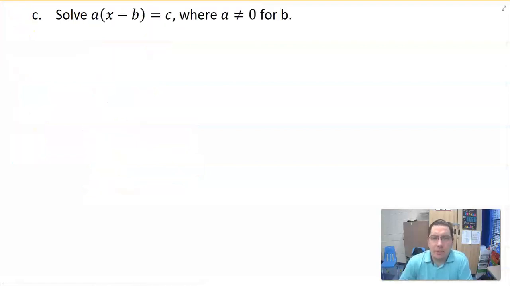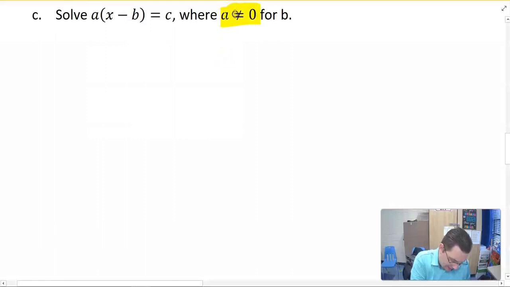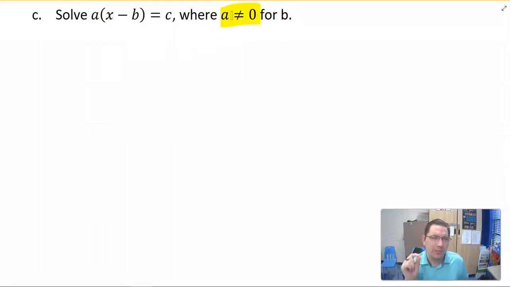In example C, we see that we have a, parentheses, x minus b, is equal to c. Now we have this stipulation that we're told that a cannot be equal to 0. That's a little bit of a hint in this problem because there's only one operation where I would want to restrict a variable to not be 0, and that's division. So that means at some point I'm going to be dividing by a.